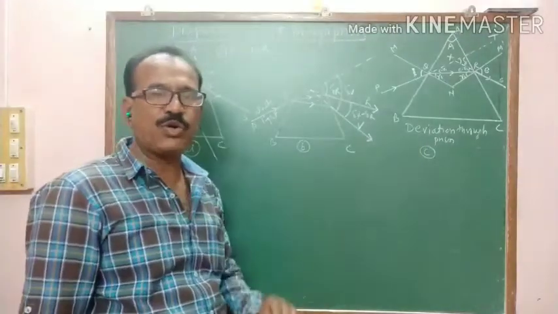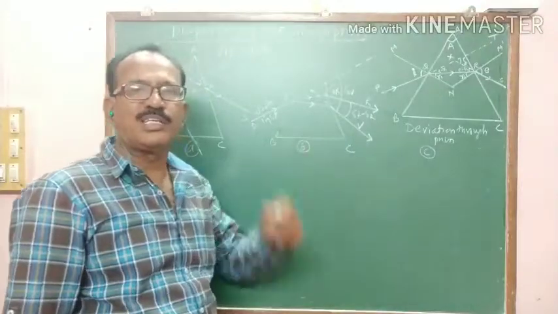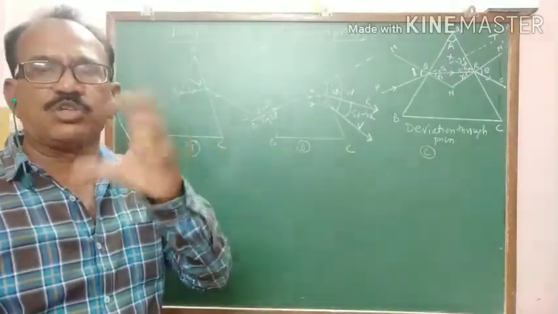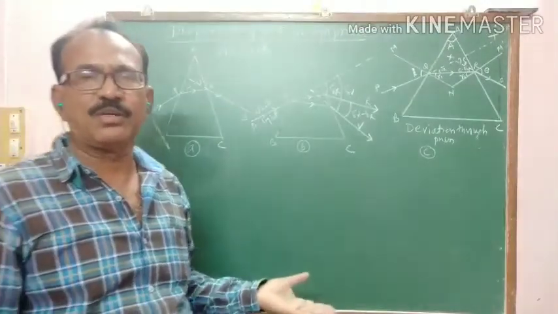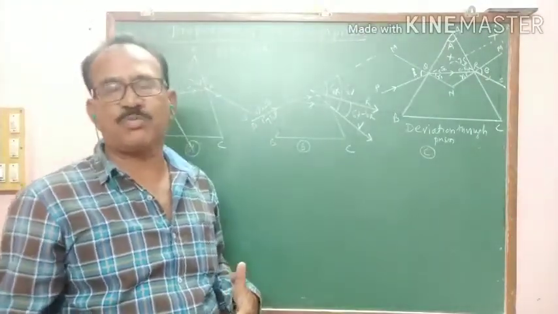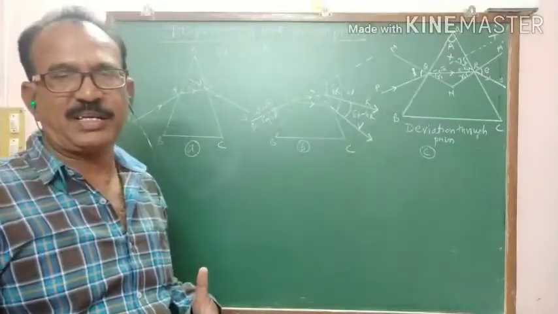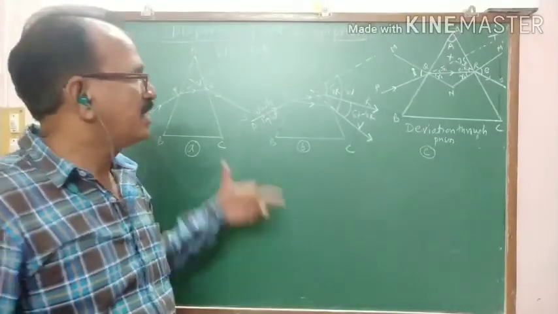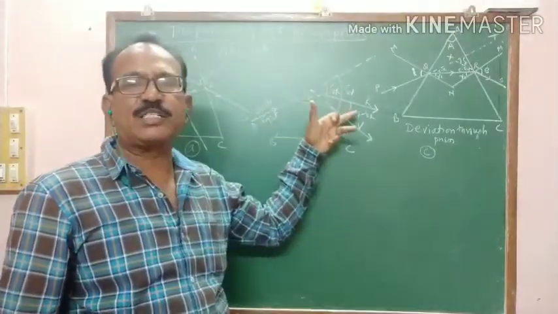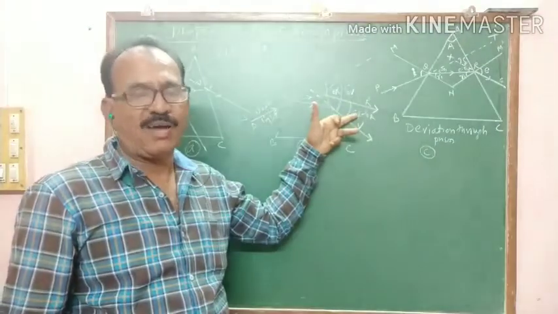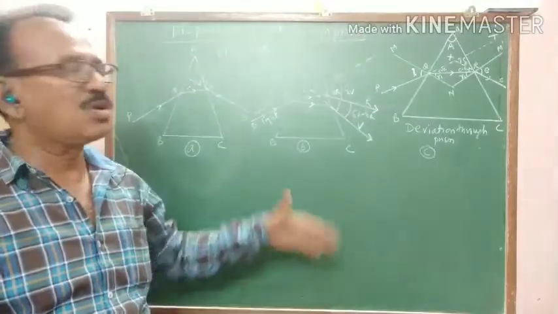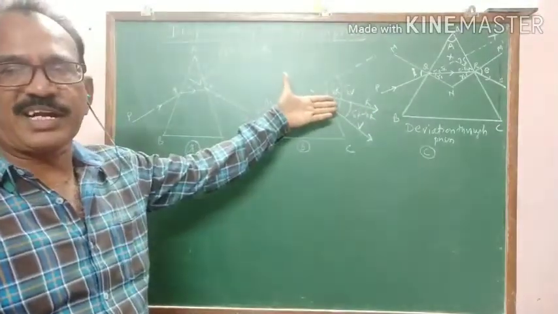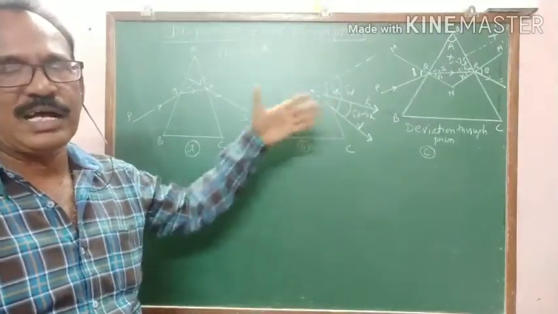So what I have told you is that when you make a non-monochromatic, that is white light, incident, a polychromatic light having 7 colors, that white light gets split into 7 colors. After refraction, they come out as 7 emergent colors. So the minimum deviation is for the red color, and maximum deviation for the violet color.